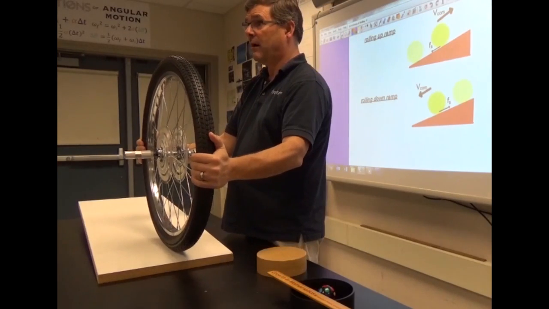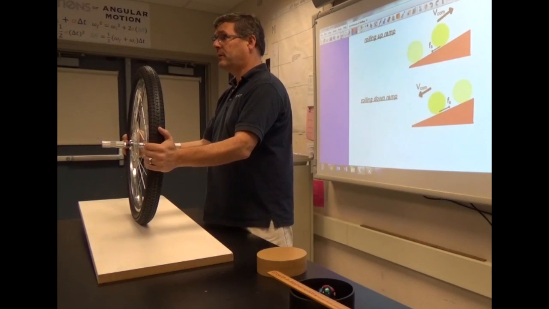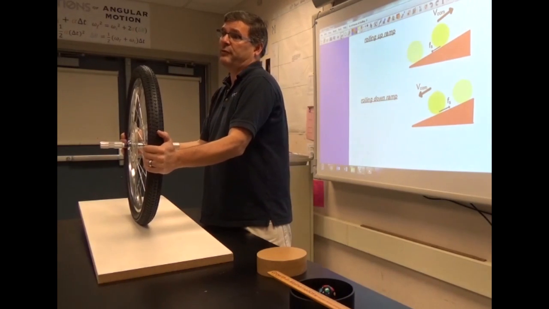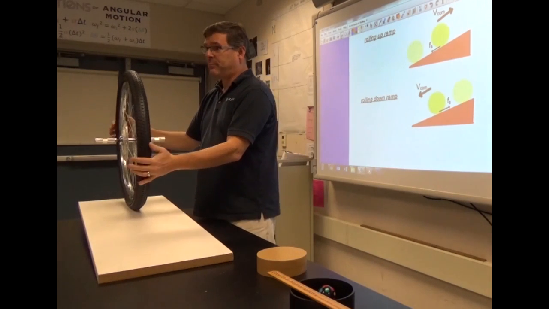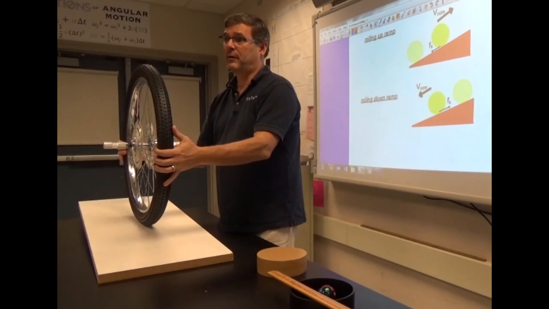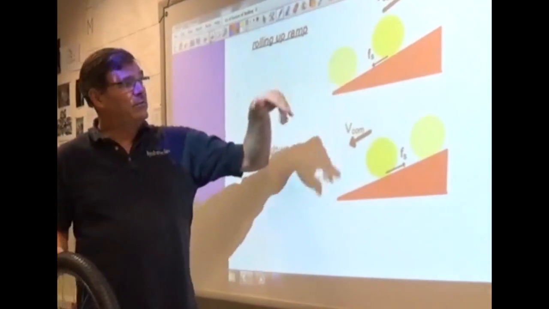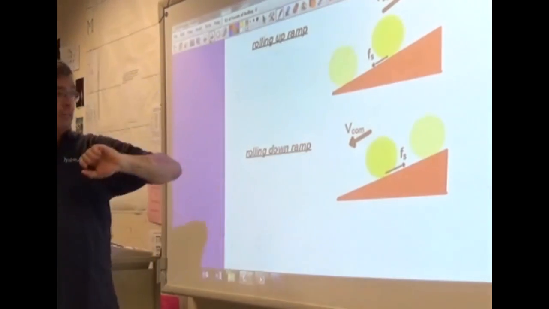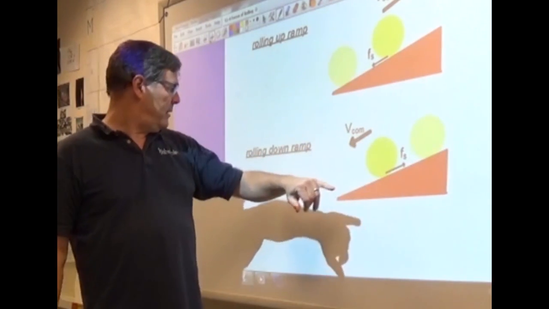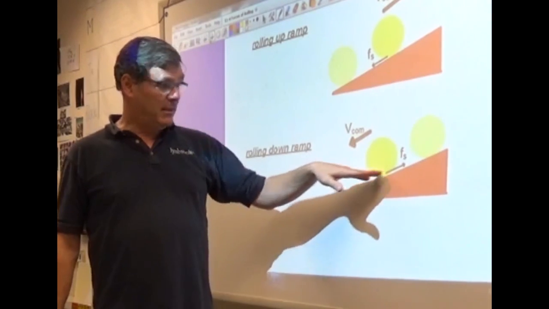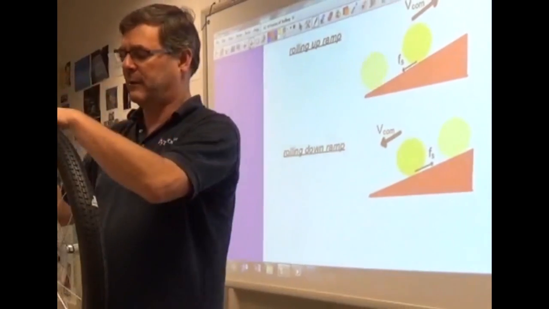If I were to push the wheel up the ramp, it would slide up the ramp. So if it's sliding up the ramp, friction always opposes motion. Which way is the friction? Down the ramp, right? And if I let it go down the ramp, it would slide down the ramp, so the friction acts up the ramp, okay? So you see, if we push the wheel up the ramp, the frictional force is going to be in the down the ramp direction. And if we roll it down the ramp, then the frictional force is up the ramp. Kind of a cool thing to think about.